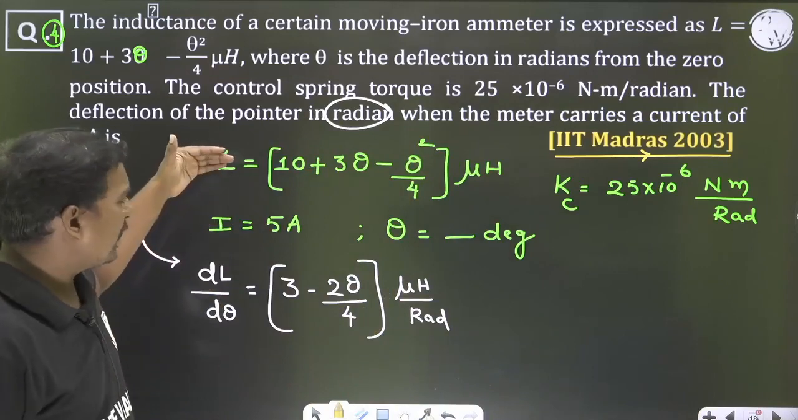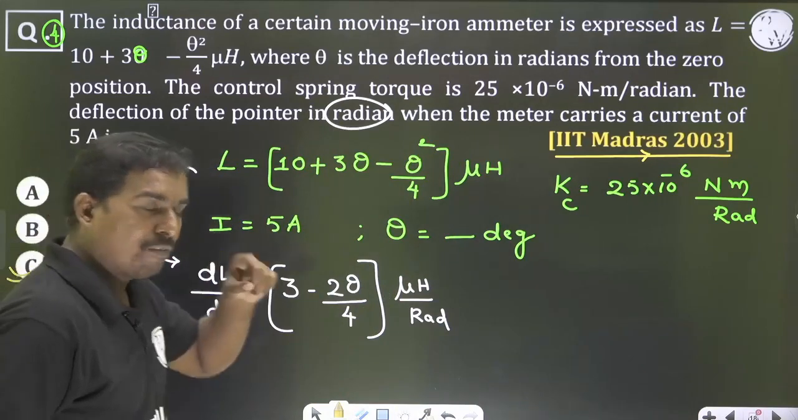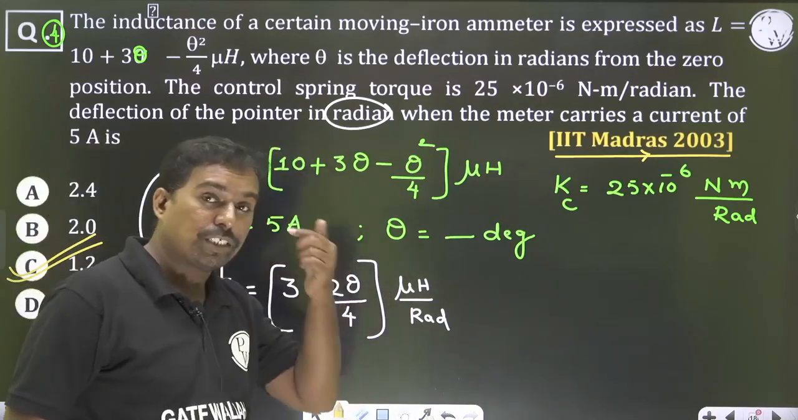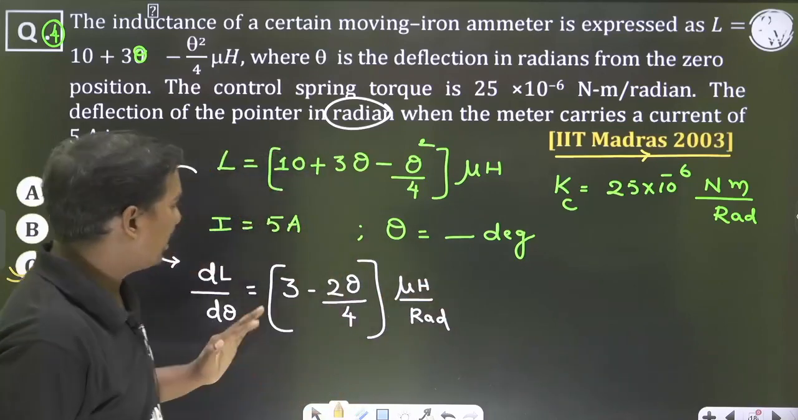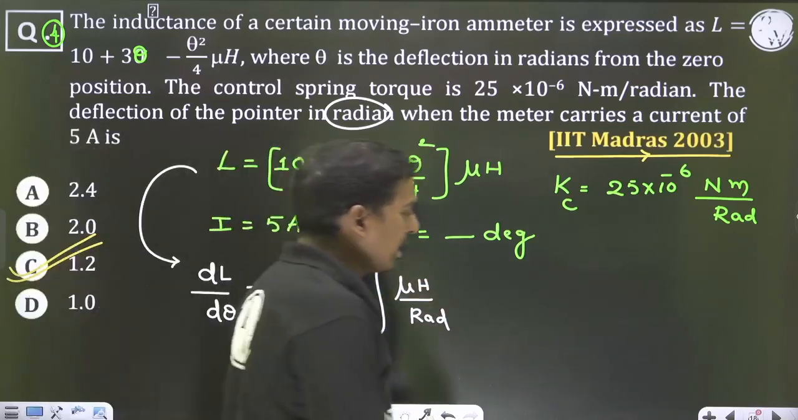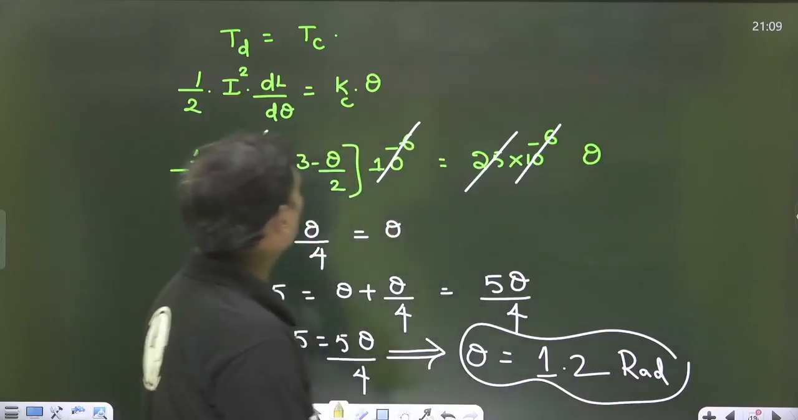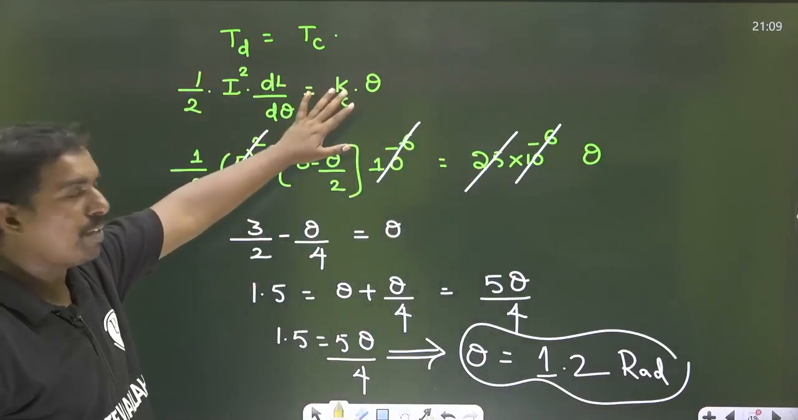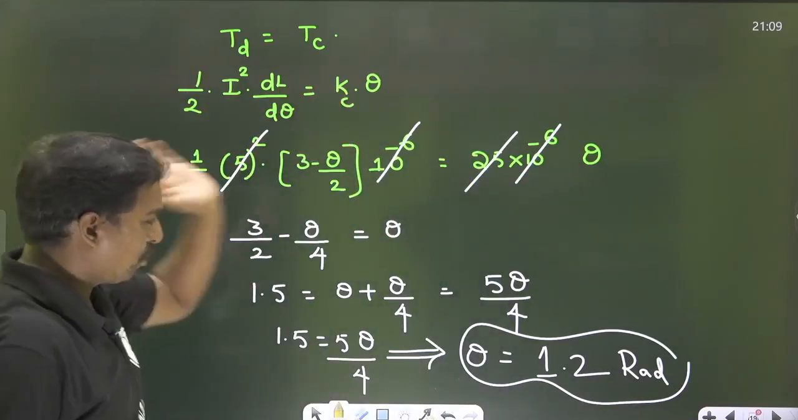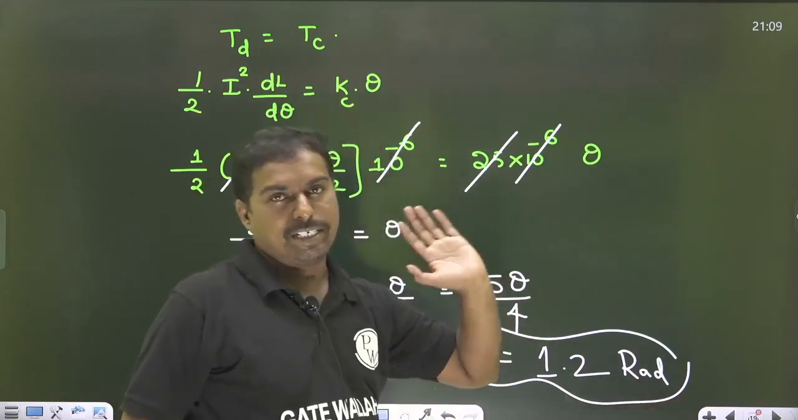Simply, first L is given, find dL by d theta. Don't forget the units, microhenry per radian. Next, the current is given and theta is asked. The controlling torque expression is the same everywhere, so TD is equal to TC. If you substitute, you are going to get 1.2 radians here.